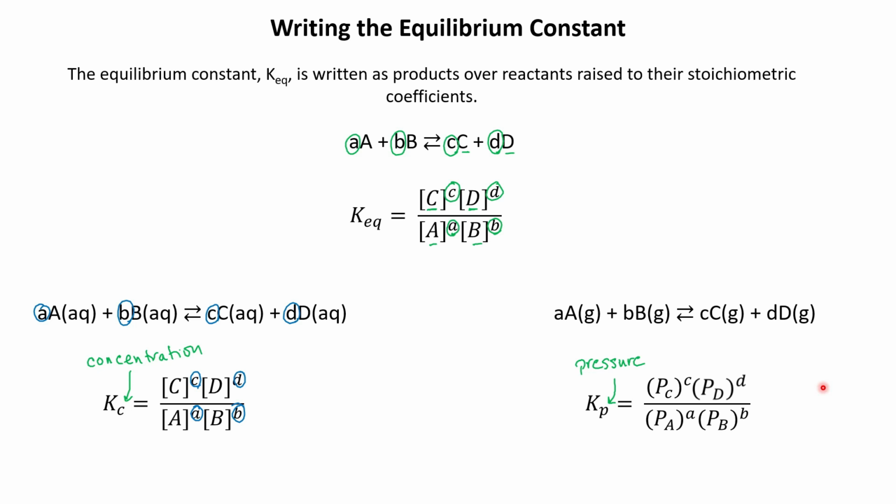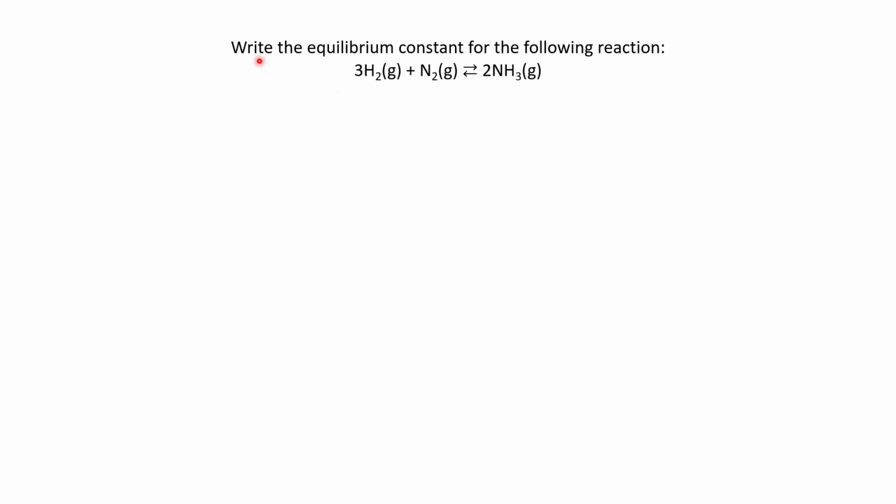Okay, enough with the generic equations. Let's do some real equations. We need to write the equilibrium constant for this reaction right here. The first thing I want to do is check and make sure that it is balanced properly. So I have 2 nitrogens and 2 nitrogens. I have 6 hydrogens and yes, 6 hydrogens. These are all gases, so I'm going to write a Kp for pressure.